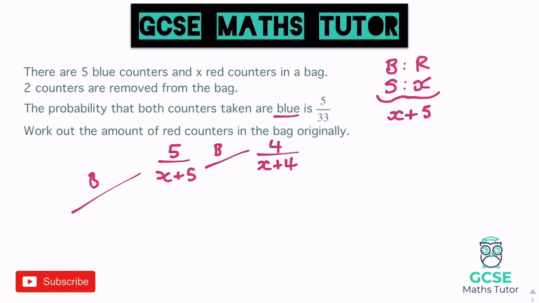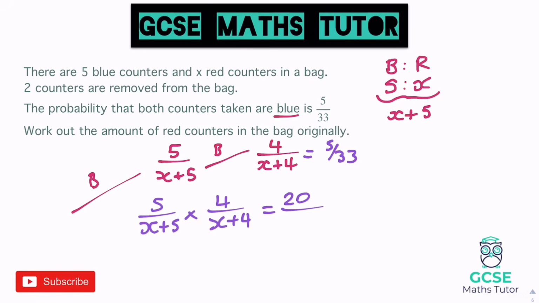So if we have a look at timesing these together now, so we have 5 over x plus 5, and we're going to multiply that by 4 over x plus 4. And again, that is going to be equal to 5 over 33. Okay, so 5 over 33. But let's go about actually multiplying these first. So 5 times 4 on the top gives us 20.